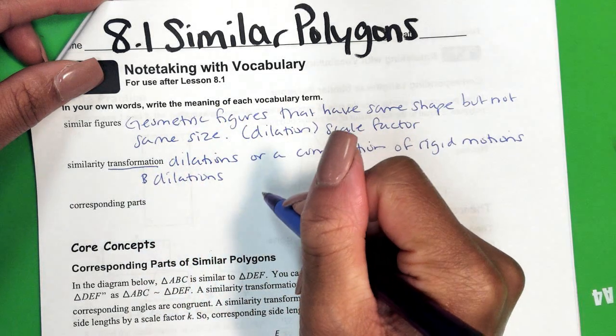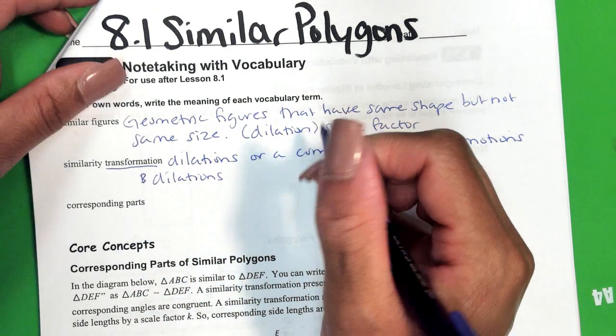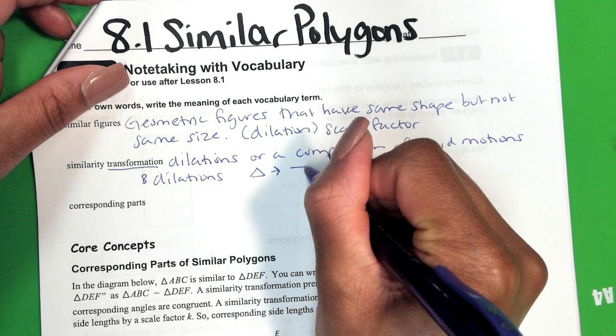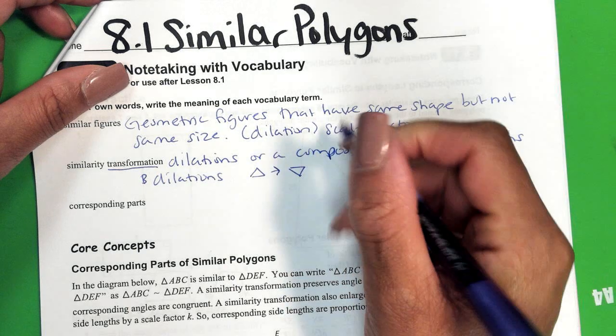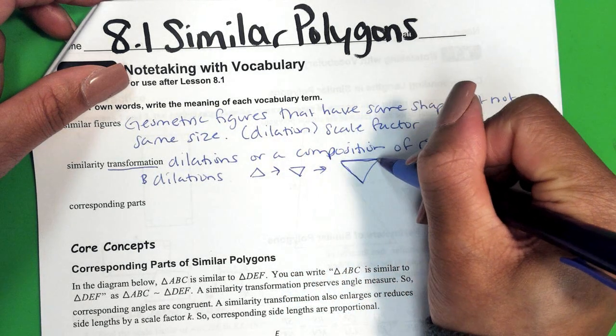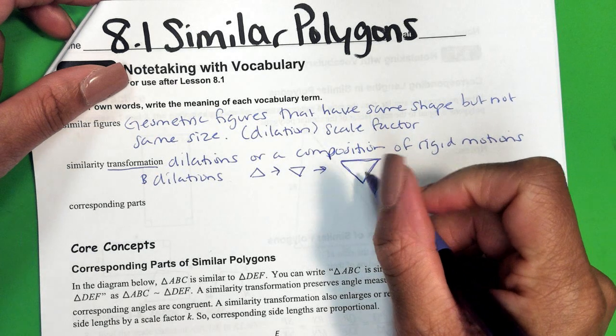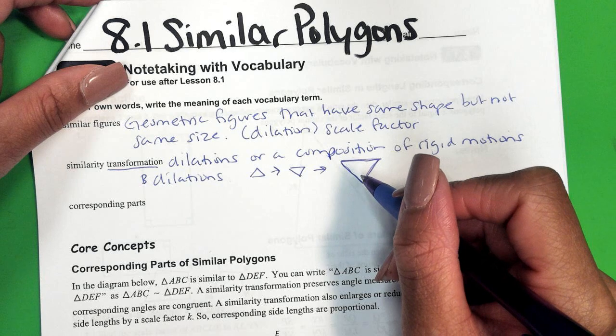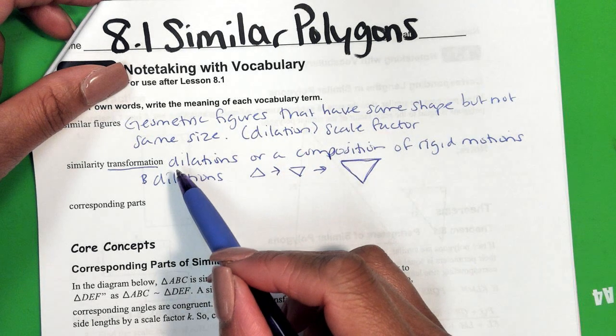So, for example, this is where you take a figure, and let's say I had a triangle, and let's say I wanted to reflect it, so I flipped it upside down, and then I scaled it bigger. So it can be any combination of these. For example, I could go backwards. As long as dilation is definitely included, then it's considered a similarity transformation.